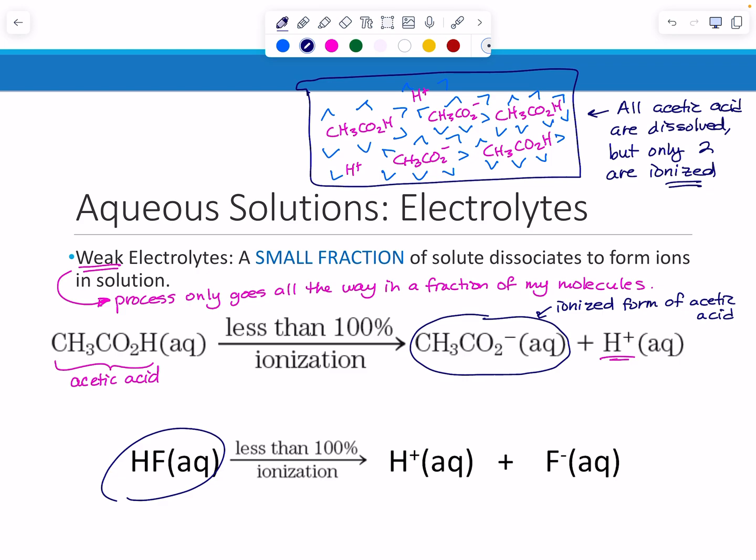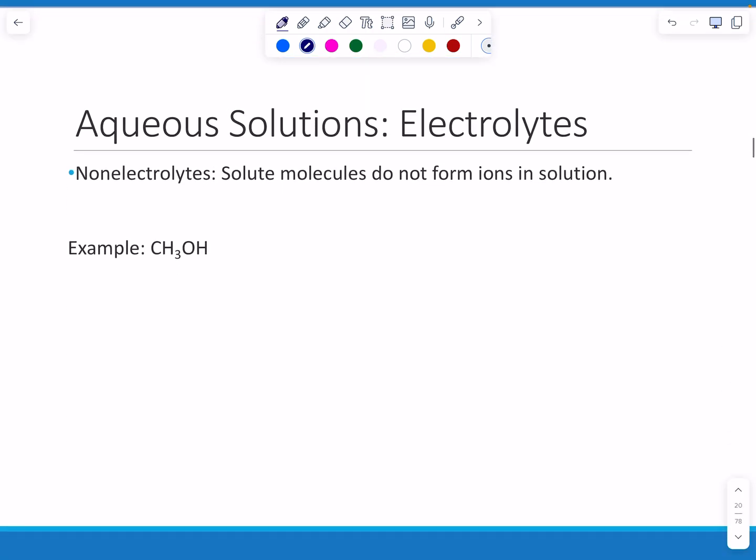Okay, so not every molecule of HF that goes into solution is going to break up into a proton and a fluoride ion. Okay. All right. So, a non-electrolyte, okay, non means that it just doesn't happen. So it doesn't ionize, okay? So a non-electrolyte can still dissolve, right?